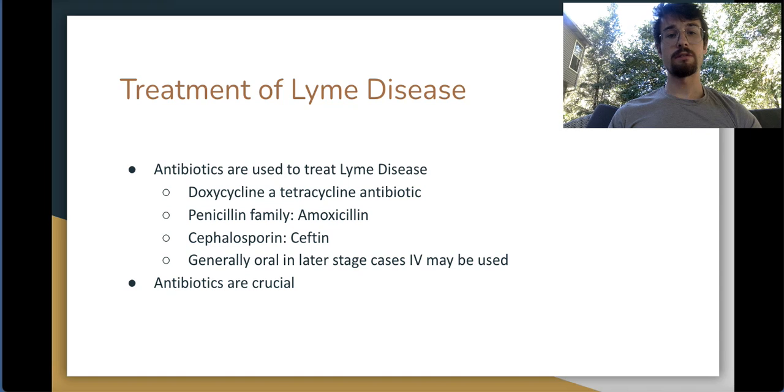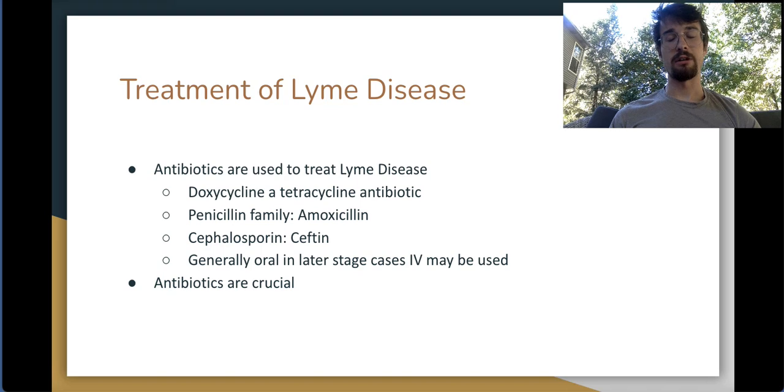So the treatments for Lyme disease are antibiotics. Doxycycline, a tetracycline antibiotic, will stop the bacteria from reproducing. Penicillin family, amoxicillin can be used. The second generation cephalosporin Septin can be used. These disrupt the cell wall of the bacteria.